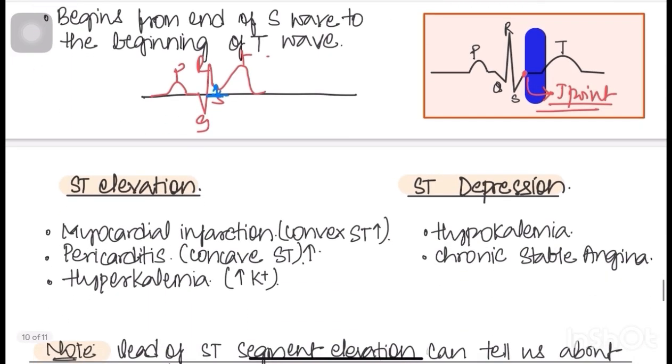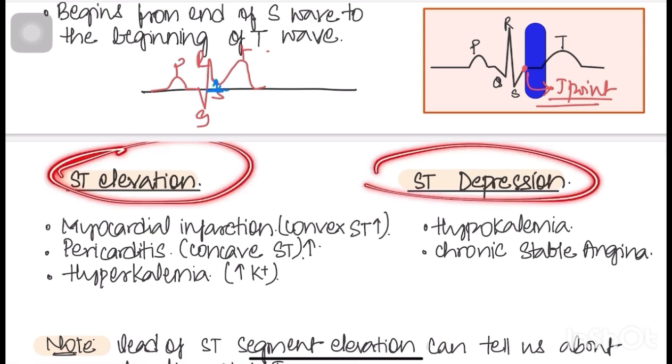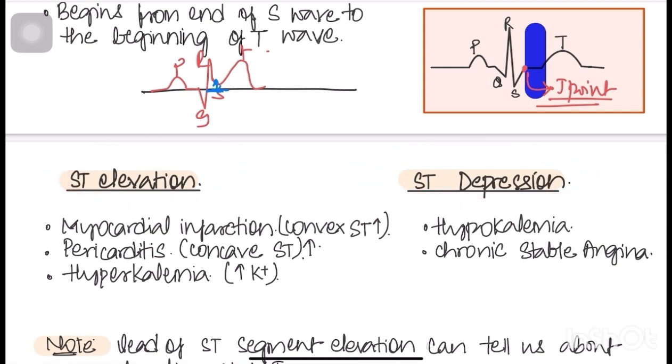So now our ST segment could either be elevated or depressed. If the elevation is convex, that means it is myocardial infarction. If it is pericarditis, it would be concave, and in hyperkalemia also we see ST elevation. ST depression is seen in hypokalemia and chronic stable angina.